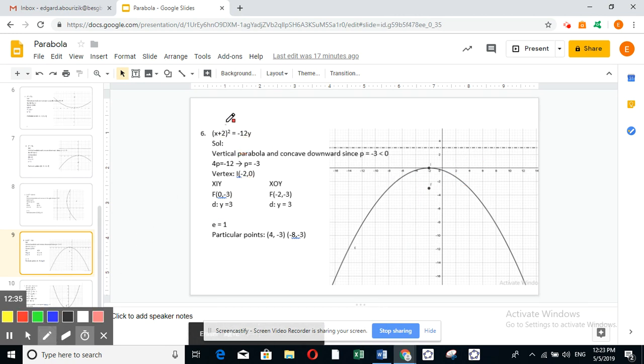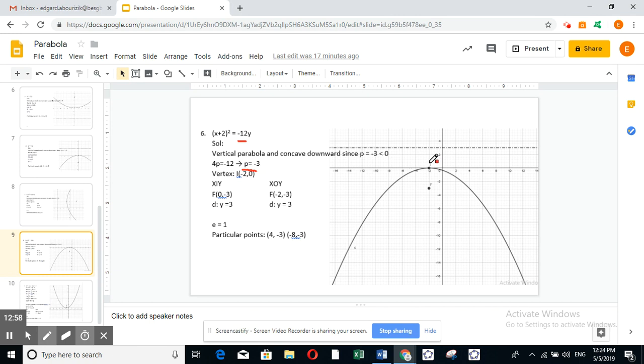In reduced form. So here, sorry, the center is not the origin, it's in reduced form also. X squared, so it's vertical because of x squared. Since p is negative, it is concave downward, so it has that shape. 4p is minus 12, p is minus 3.